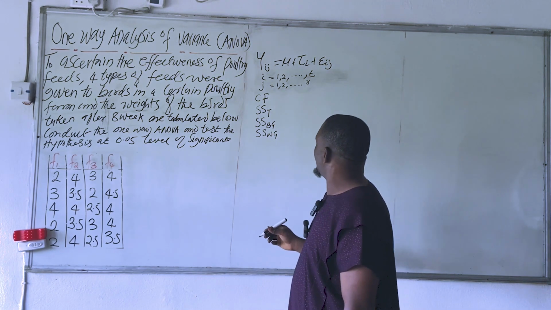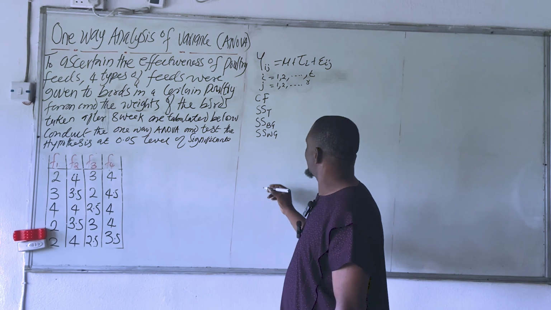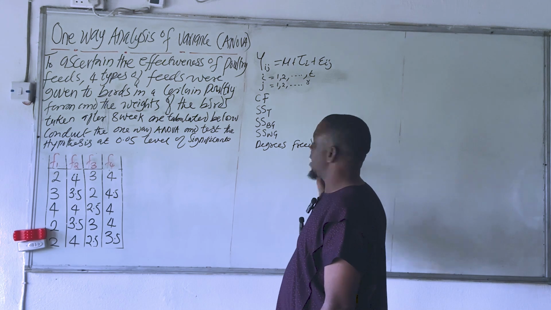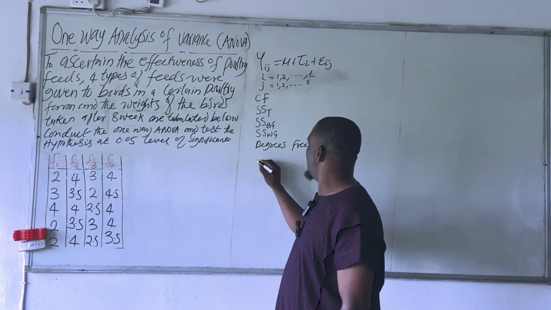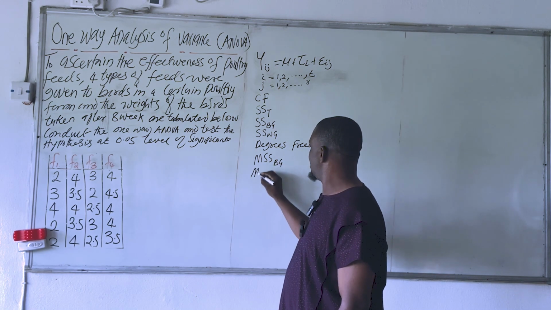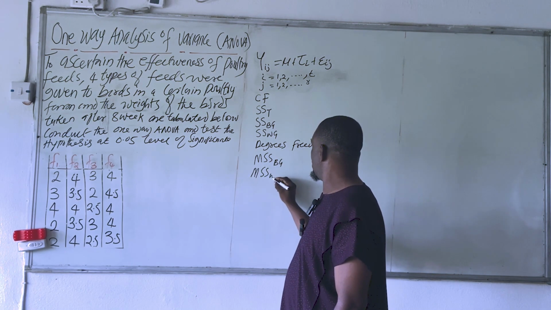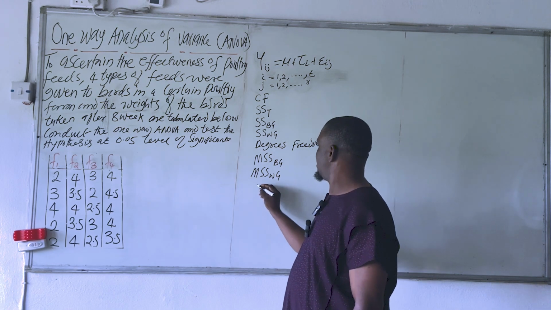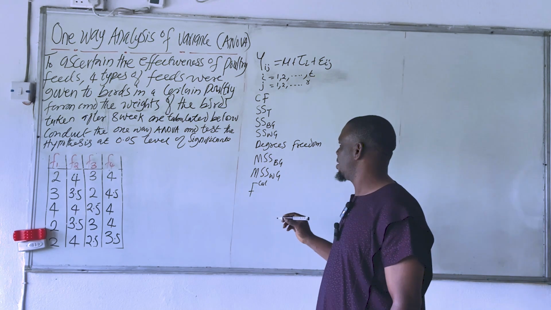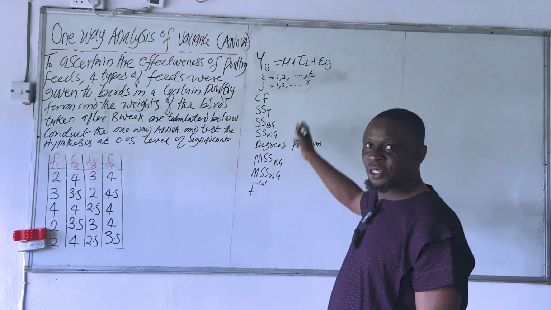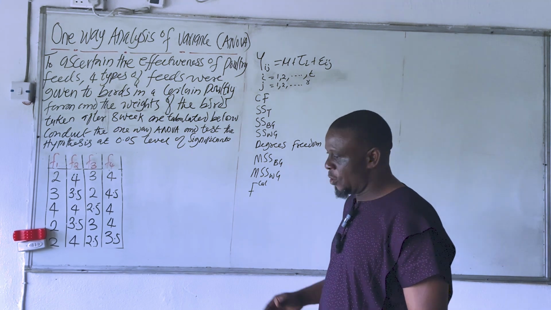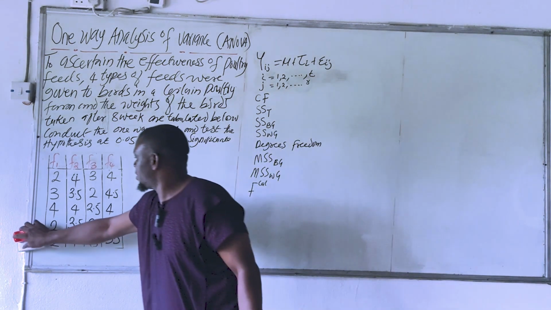Okay, now after that, we are going to calculate our various degrees of freedom. And then after which we'll calculate our mean sum of square between group, mean sum of square within group, and then we'll calculate what we call the F-value. So these are the basic things we are going to do in the one-way analysis of variance. Now, based on the information we are given, let us start.